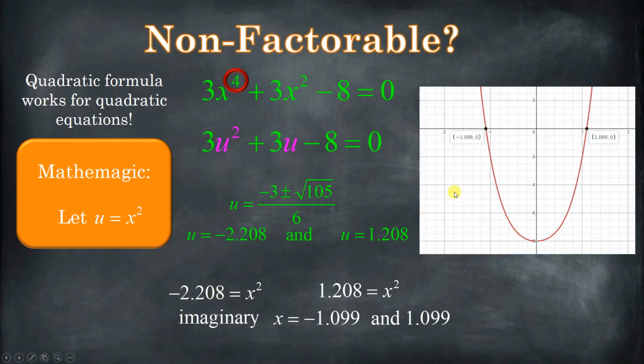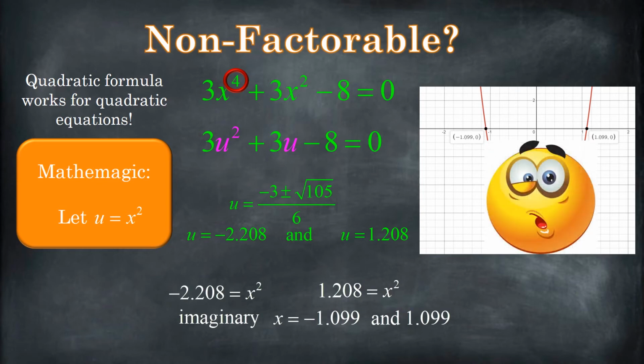And I went ahead and graphed the original equation on Desmos. This is what we've got. This is a quartic. It's got a degree of 4, has 2 X-intercepts, one there, and we found them with this method called substitution. I know it's pretty confusing, right? Well, let's take a look at what's happening again.